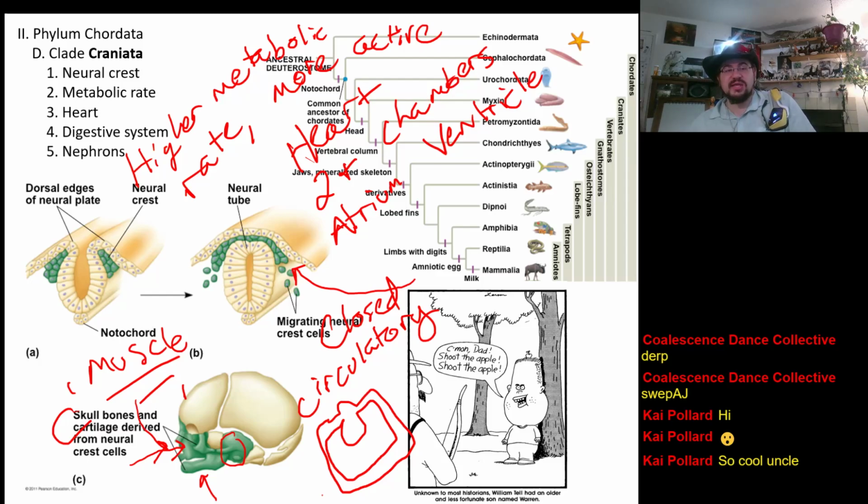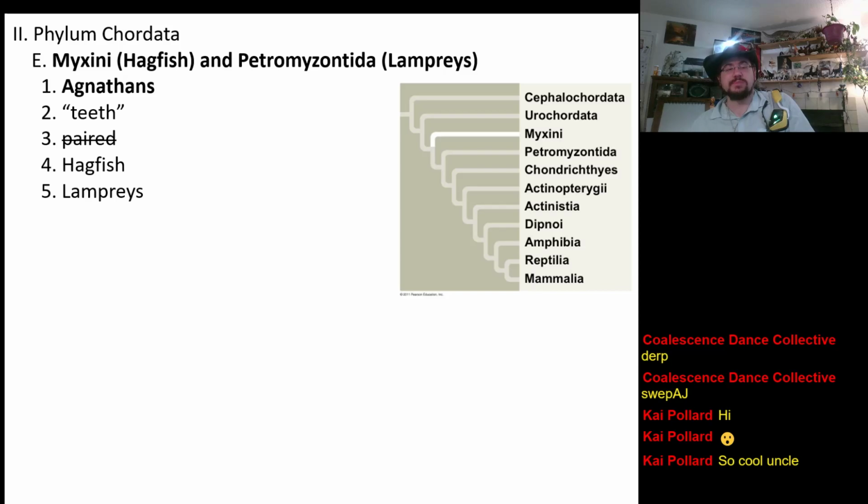And lastly, craniates have kidneys or nephrons that do the filtering. So their closed circulatory system connects up to the nephrons, the kidney organs that filter the blood. So that's how you get water concentration regulation and waste extraction in most craniates.